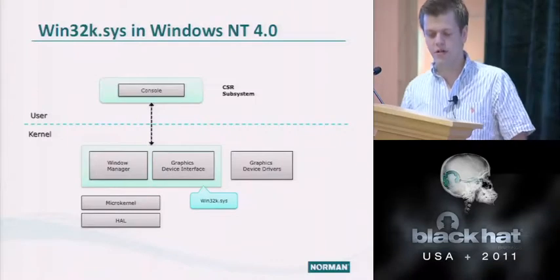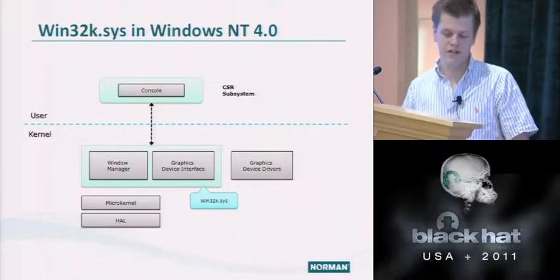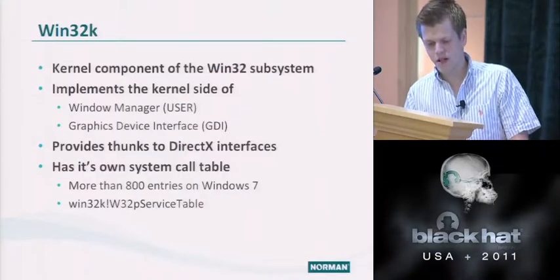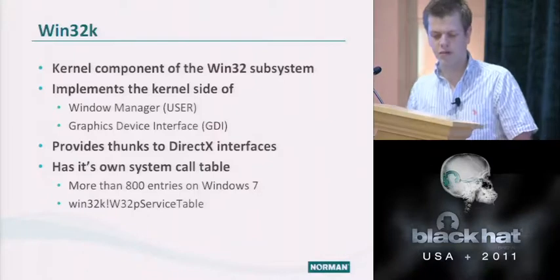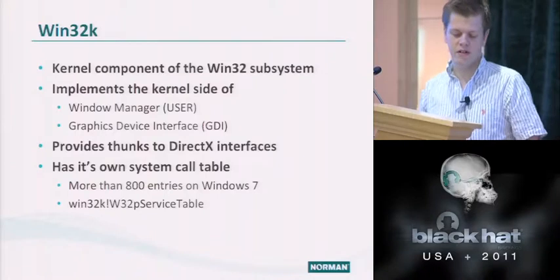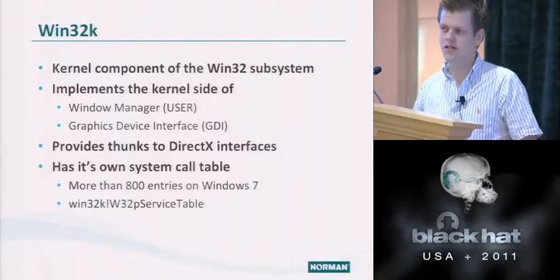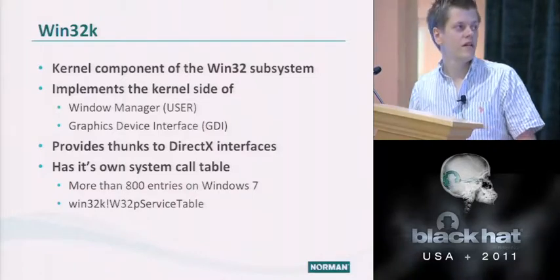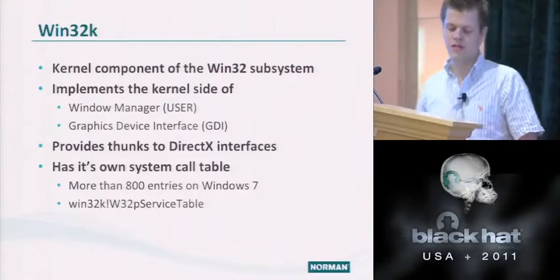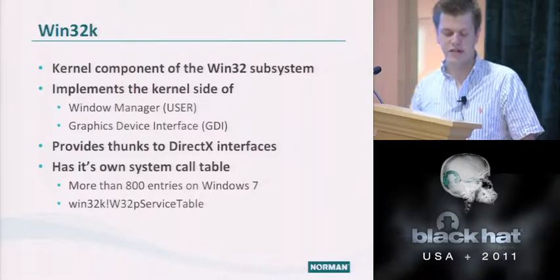In Windows NT 4.0, there's not much left in CSRSS, and today there's even less because they moved out the console as well. So Win32k is really just the kernel component of the Win32 subsystem, like the graphics subsystem. It implements the kernel side of the window manager, the graphics device interface. It provides also thunks to DirectX interfaces. And it has its own system call table. So whenever you interact with this module, you go through all of these system call tables. On Windows 7, there's 800 entries. So the attack surface is quite large.